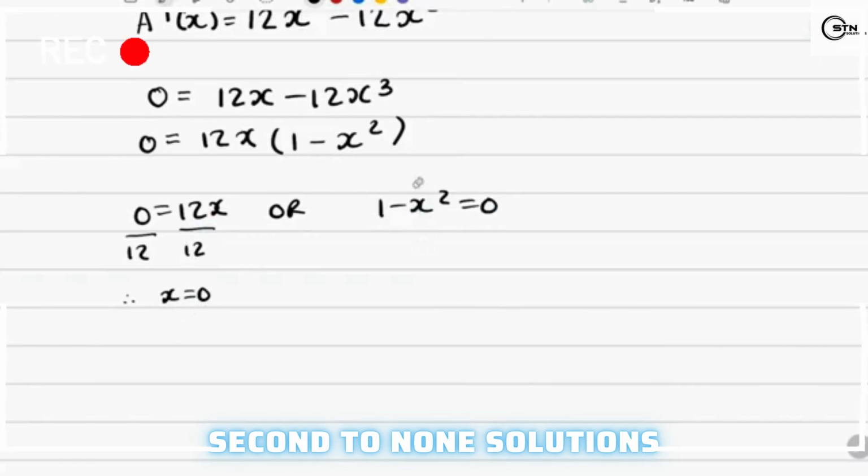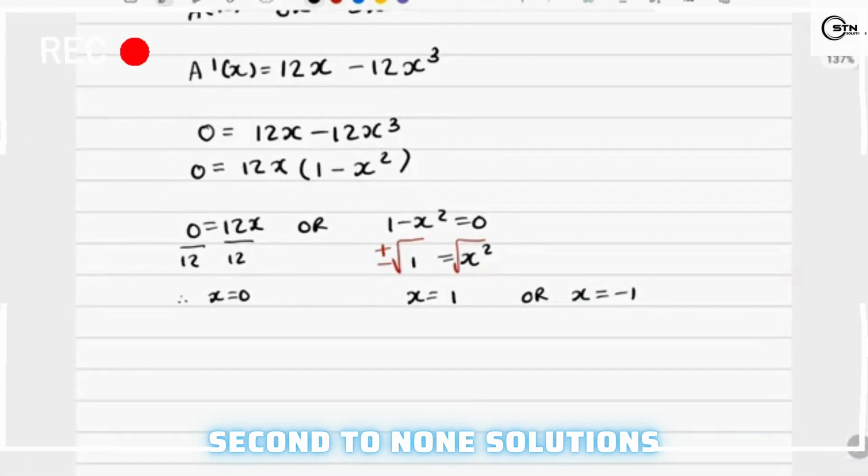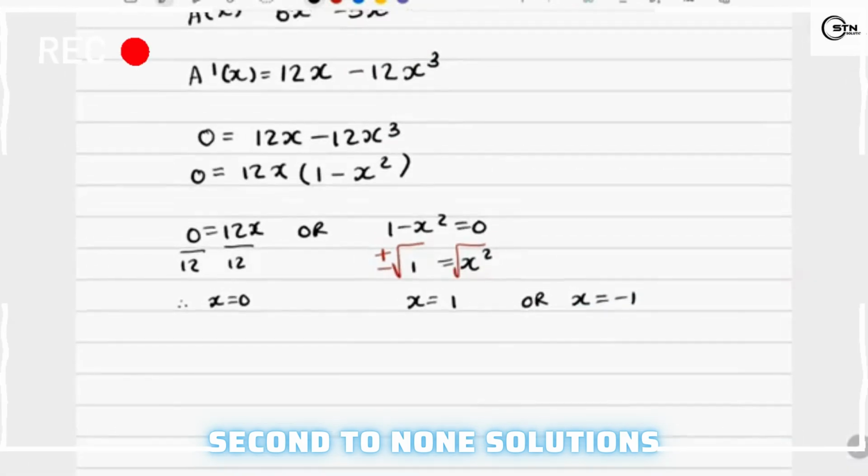And here I'm just going to do it the simple way, not the difference of 2 squares. So take negative x over, it becomes x squared. Square root both sides, but because this is an equation, you must say plus minus. So x is either equal to positive 1 or x is equal to negative 1. Okay, how do we know which one is our maximum?